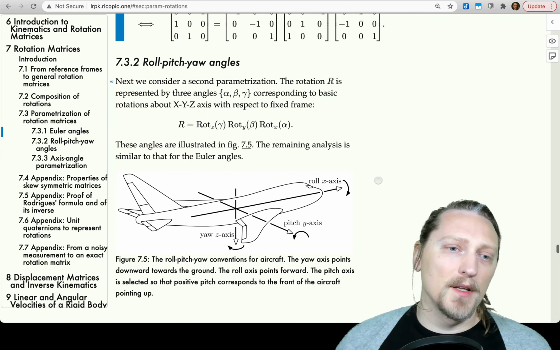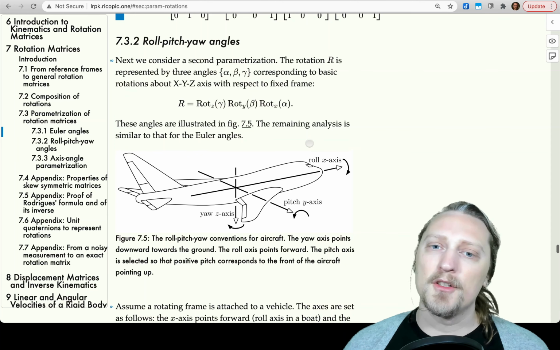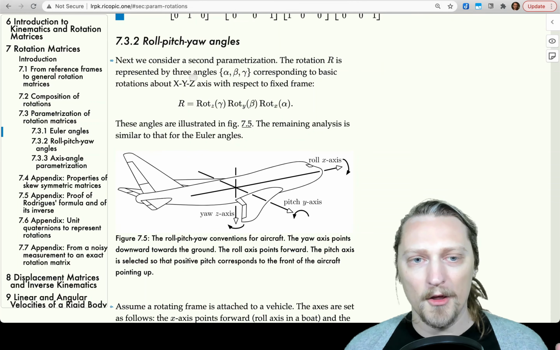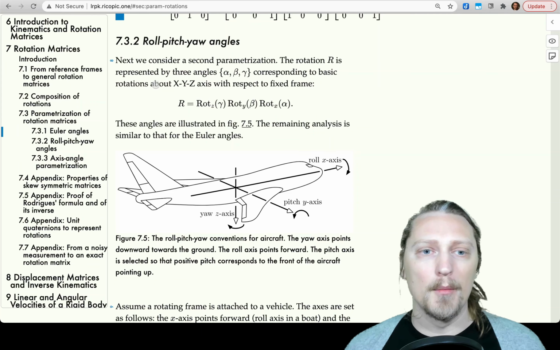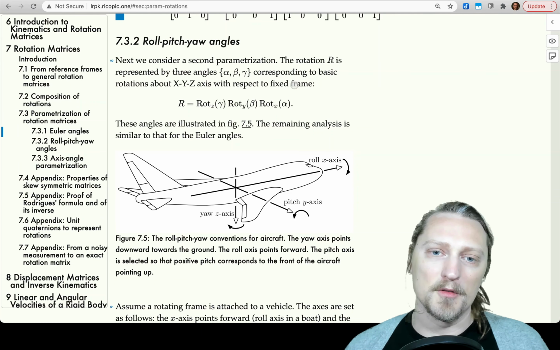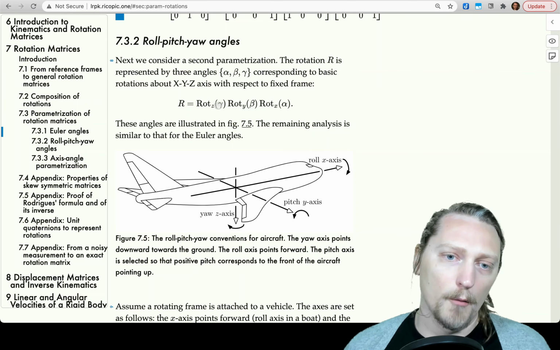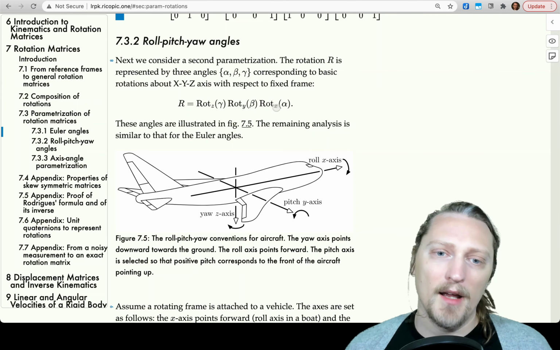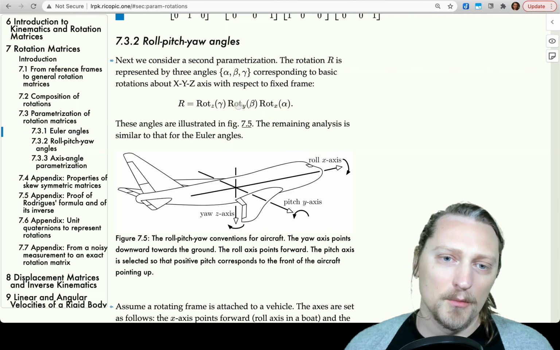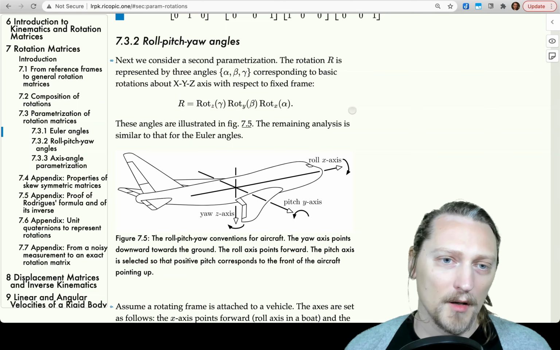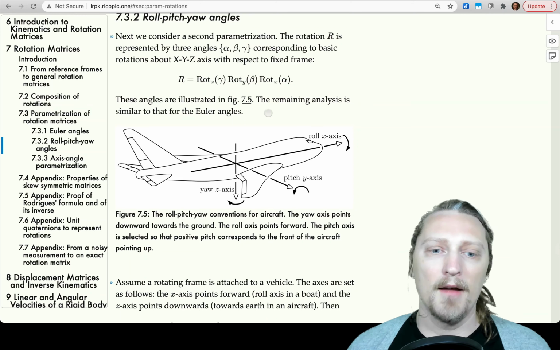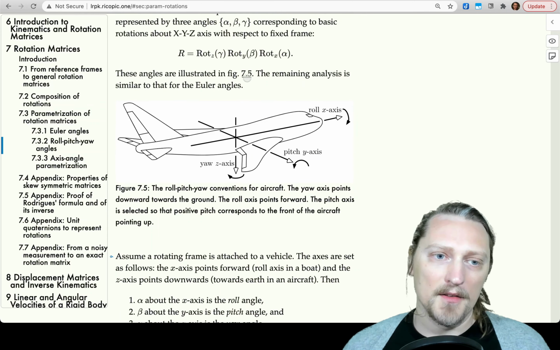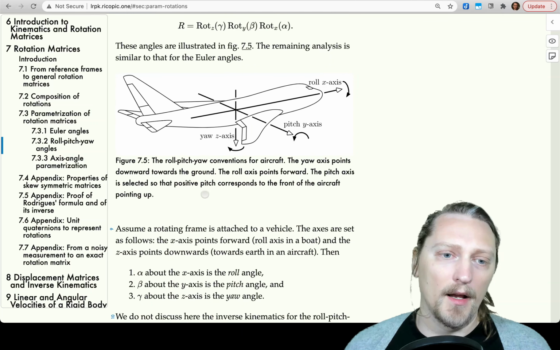We're not going to go as deeply into this, but we consider a second parametrization. The rotation R is represented by three angles, alpha, beta, gamma, corresponding to basic rotations about X, Y, Z axes with respect to a fixed frame. So Z, Y, X, X, Y, Z, alpha, beta, gamma. It's a fixed reference frame rotation. These angles are illustrated in figure 7.5. The remaining analysis is similar to that for the Euler angles.